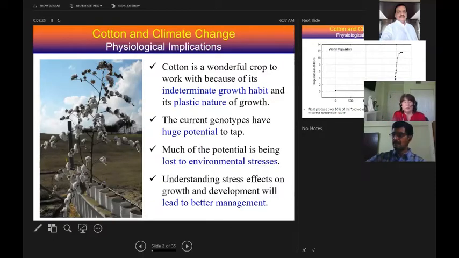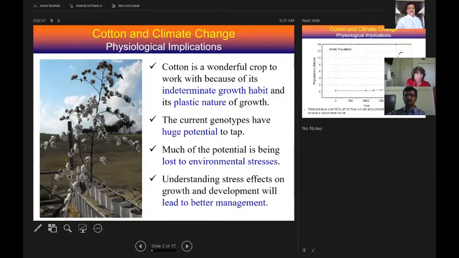If you look at the left-hand side, this is not an isolated plant. This is a middle-of-the-row plant of one of the earlier varieties, Texas Marker 1. It has more than 100 bolls on it. So it has a huge potential. So much of this potential to a certain extent is being lost to environmental stresses.